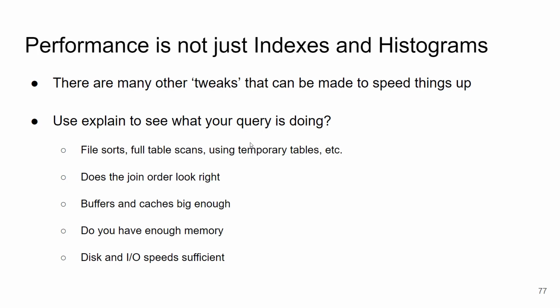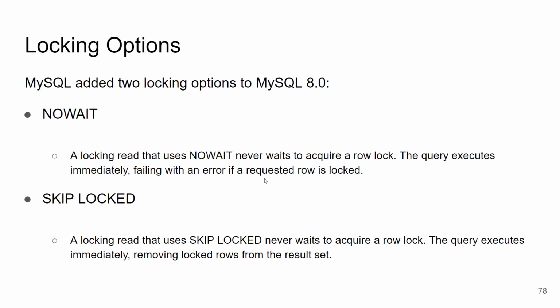Sometimes you can't get away from full table scans, but maybe you can get away from a temporary table. Also, does the join order look right to you? Once you've been doing SQL for a while, you start getting hunches about how things should work. Sometimes your configurations need to be changed. Increase the size of buffers and caches. By the way, if you haven't heard this before, databases love memory. Maybe you're running out of memory. And sometimes your I/O just can't keep up with what you're doing.